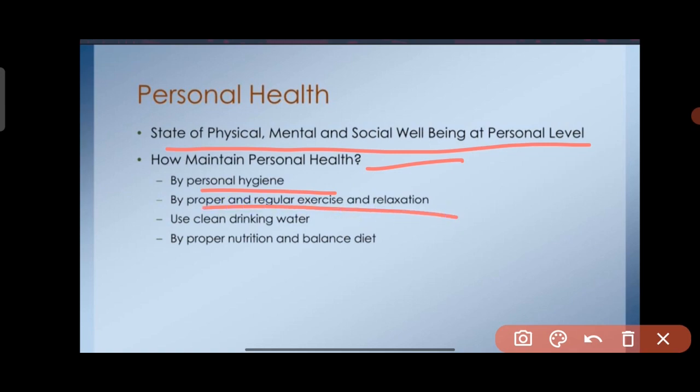Okay, cleanliness सराउंडिंग का रख के हम प्रॉपर हाइजीन मेंटेन करके खुद का पर्सनल हेल्थ मेंटेन कर सकते हैं. Then by proper regular exercise and relaxation, हमारी बॉडी को फिट रखने के लिए हम एक्सरसाइज करते हैं. Okay, with our state of mind, that is mentally, we should be in a relaxed state of mode, not in the depressed mode. Okay, next, use clean drinking water. If we are using dirty water or impure water, then our health would not be good. Okay, हम healthy नहीं होंगे. So for good health we need to drink clean water.